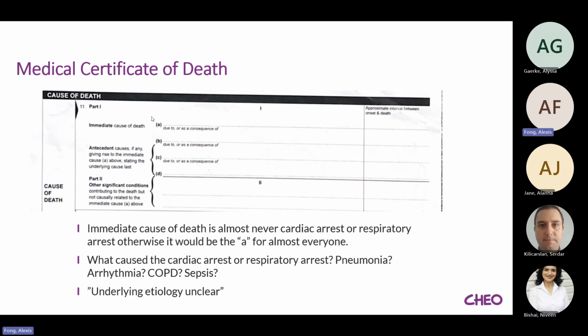It starts with the immediate cause of death and then goes down by antecedent causes. So, pneumonia caused by functional decline, caused by Duchenne muscular dystrophy. And then on the side, you would put the approximate interval between onset and death. If you're totally unsure, you can put underlying etiology unclear.